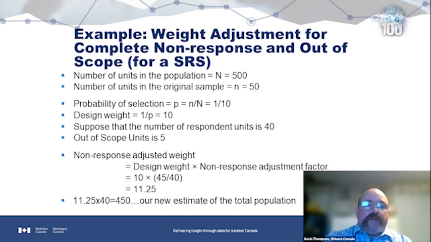So now what we're going to do is adjust the design weight, which was 10, by a non-response adjustment, and it's going to be the number of units that should have replied, which is now 45, divided by this number 40, which is the number of units that did reply. So all we've changed to add this out of scope adjustment is we adjust the original sample, which was 50, we knock it down to 45.